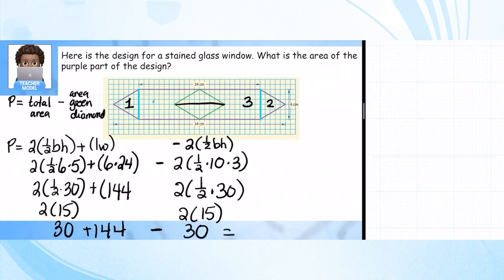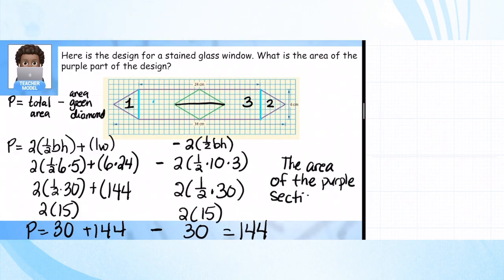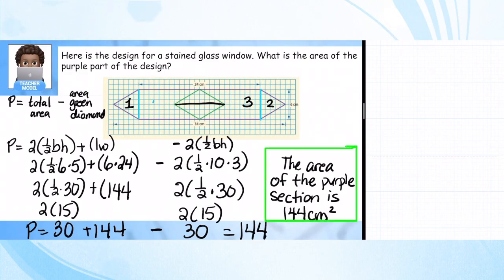So here's our final part to find the area of just the purple part. We have 30 plus 144 minus 30. I see a 0 pair there. So 30 minus 30 is going to be 0, so that's left with 144. The area of the purple section is 144 centimeters squared. Let's box our final answer and hit pause and jot this down into your notes.